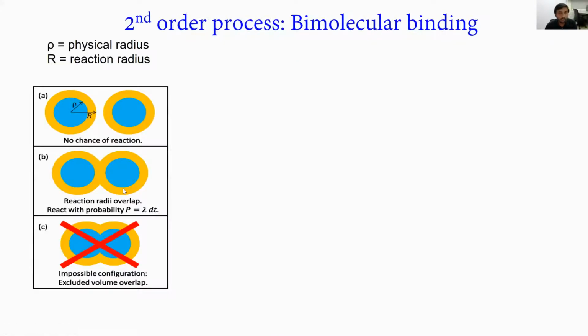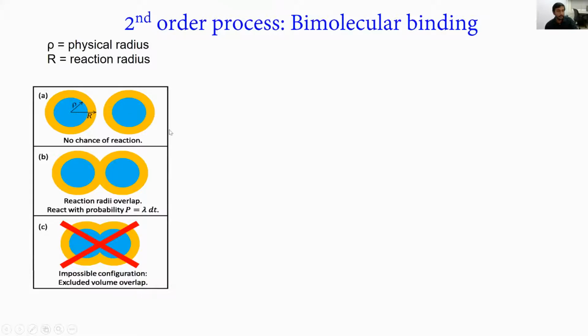So now I want to show you some of the capabilities, what kind of processes it can model. The first and most interesting part is the second order process, which is the bimolecular binding. Individual sites in SpringSaLaD have two radii. The user needs to define something called the physical radius, or rho, and the software calculates a reaction radius, which is slightly longer than the physical radius here.